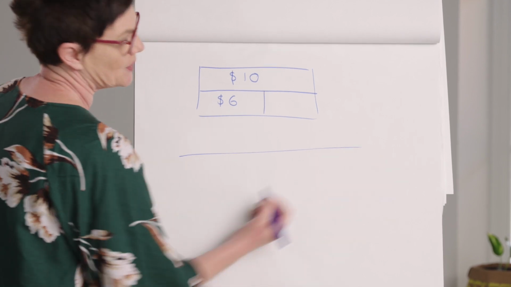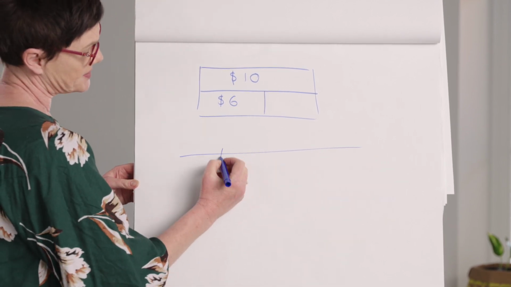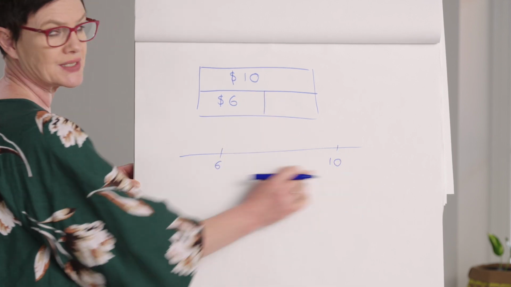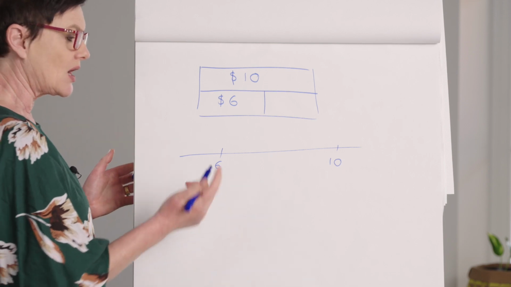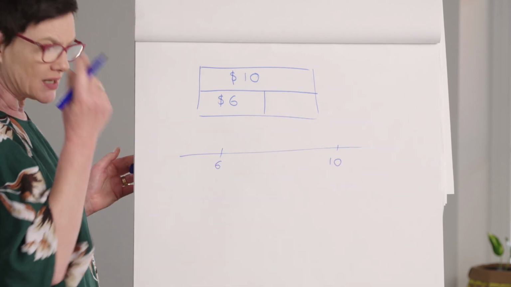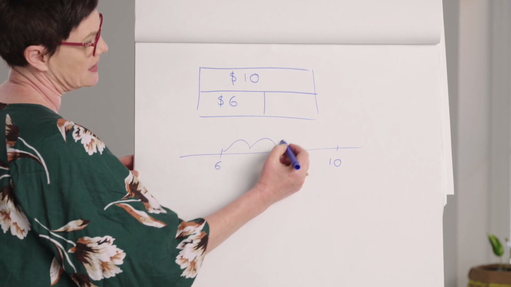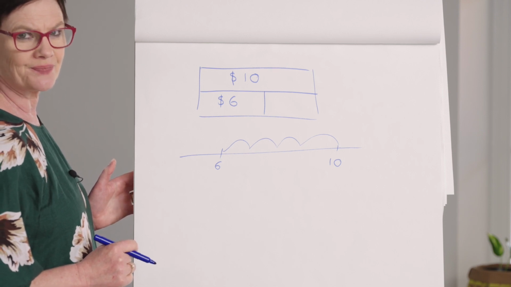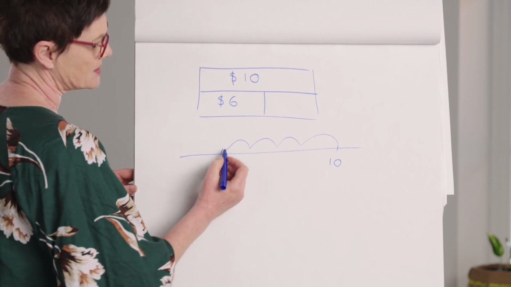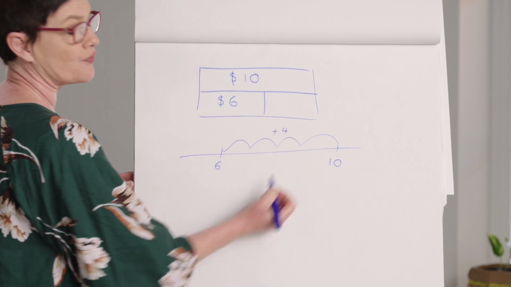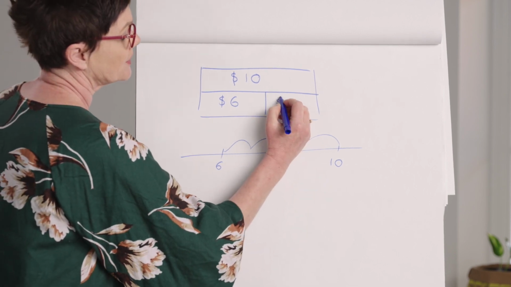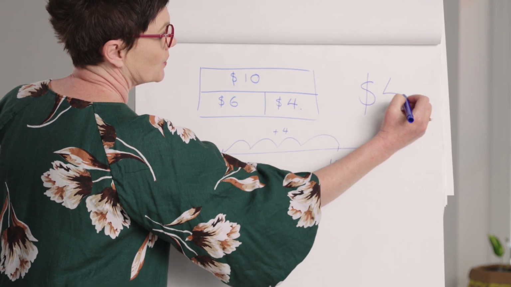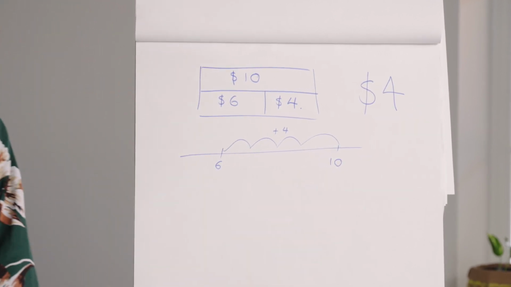So remember, we're going to check with an open number line. So I'm starting with 6 and I want to get to 10. Remember, I'm looking for the difference. And to help me, I'm going to add on. I'm going to ask myself, how many more do I need to add on to get to 10? Can you see the answer? I hope you can. The answer is, of course, I'm going to add on 4. So my answer here will be $4 and therefore my change will be $4.